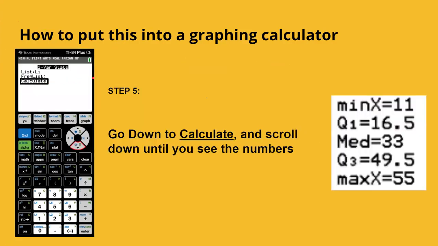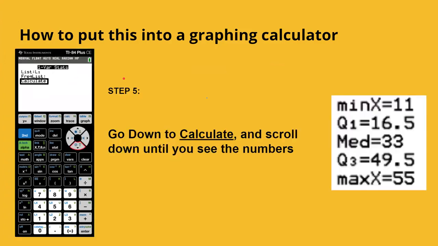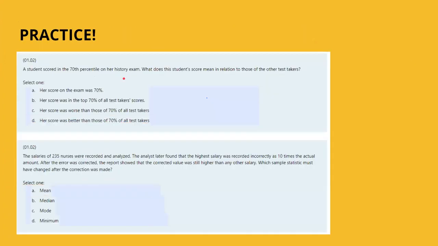Another thing that you have to do is see one var stats. We're not going to do that this time. We're going to do 2 variable stats. So we would push 2 instead. So that's what we do if there's that.